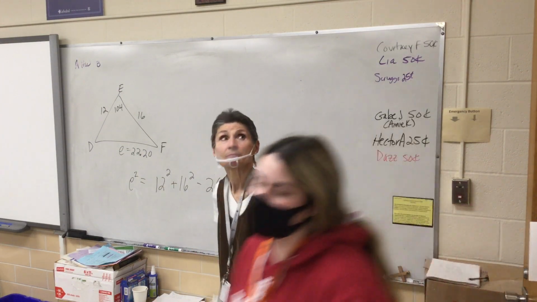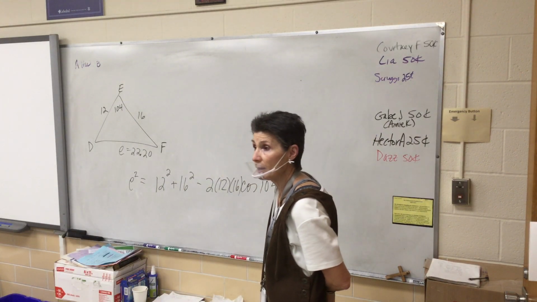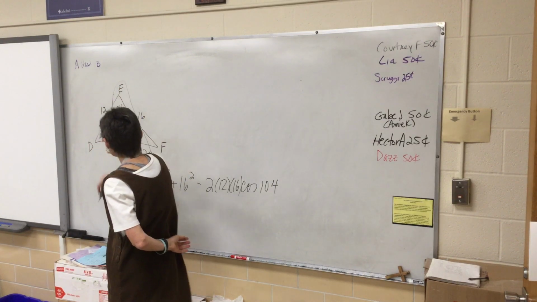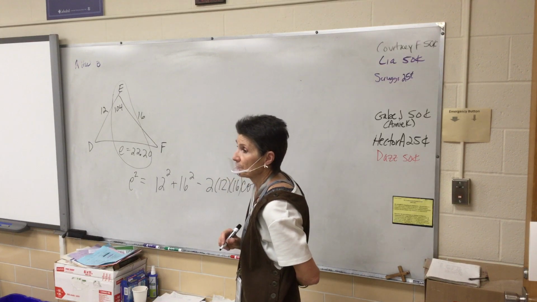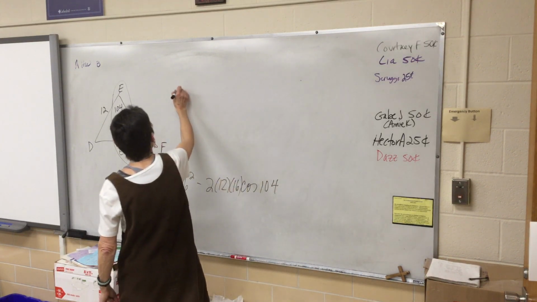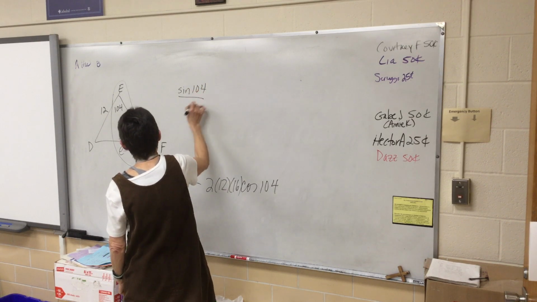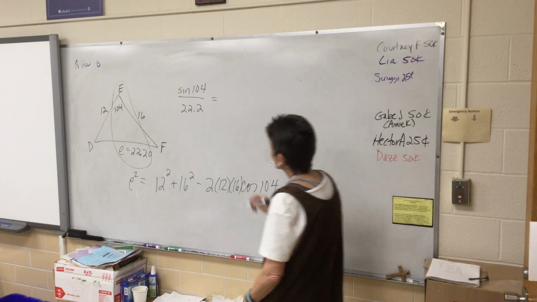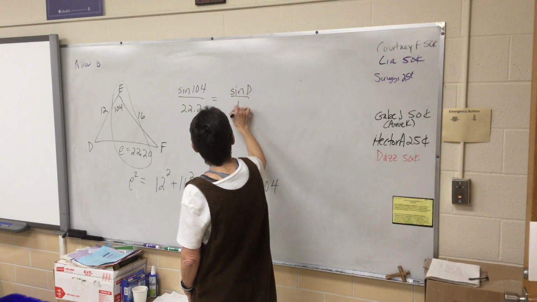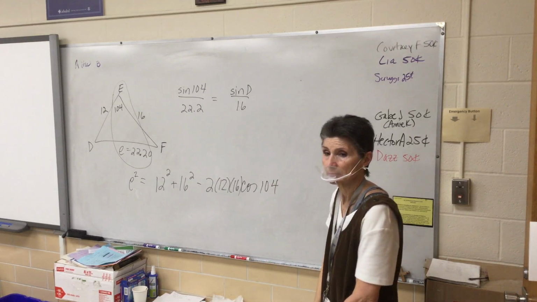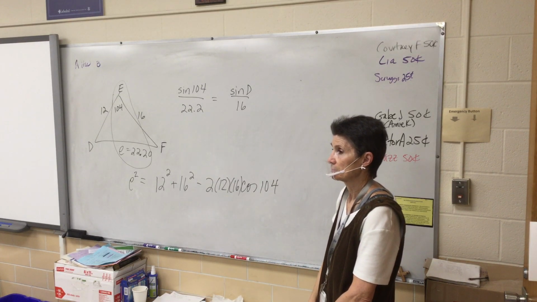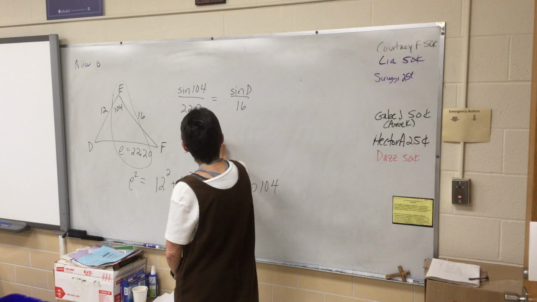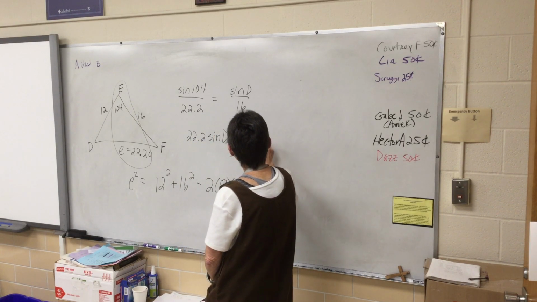I'm not done. Now I can do the law of sines, because now I do have a pair. So what will my law of sines look like? Sine 104 over 22.2 will equal what? Sine D over 16. So here we go, cross multiply. 22.2 sine D equals 16 sine 104.